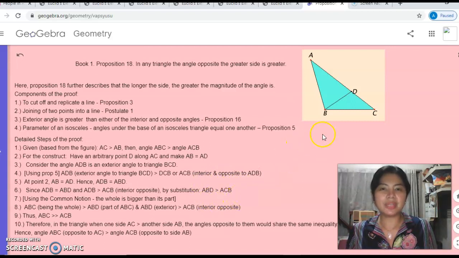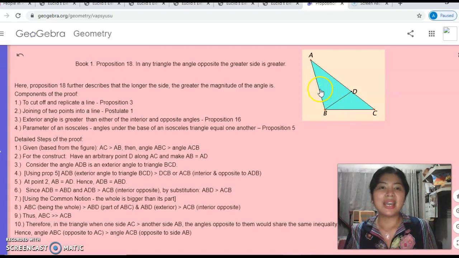So where is that in the figure? So here, ABD, this angle here, is greater than ACB. Now please observe that ABD is just a part of the bigger angle ABC. And we have in our common notions that the whole is bigger than its part. So we can then say that ABC is greater than ABD.